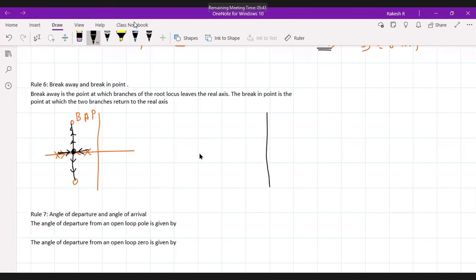Let us say we have two zeros here, one zero here and one zero here. Somewhere here one pole is there, here one pole is there.